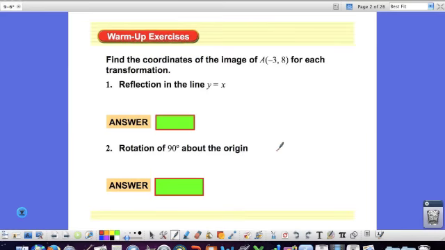And the rule for the rotation of 90 degrees, (a, b) becomes (-b, a). So b in the original figure is 8. That's -8. a is -3, so (-8, -3).